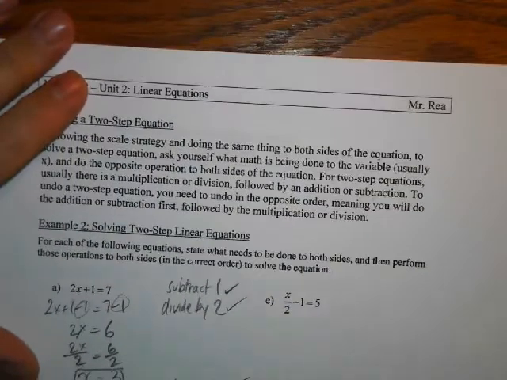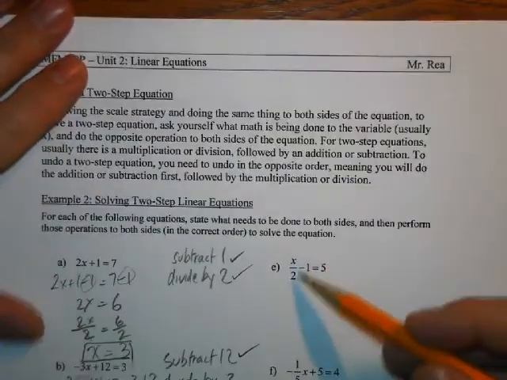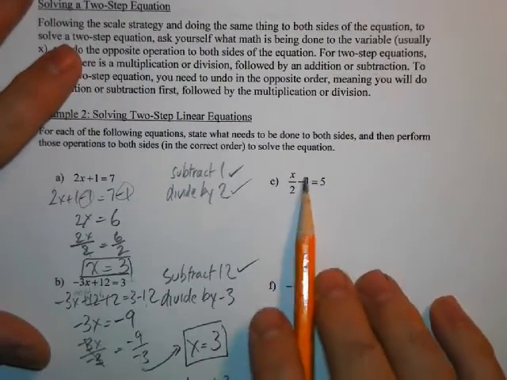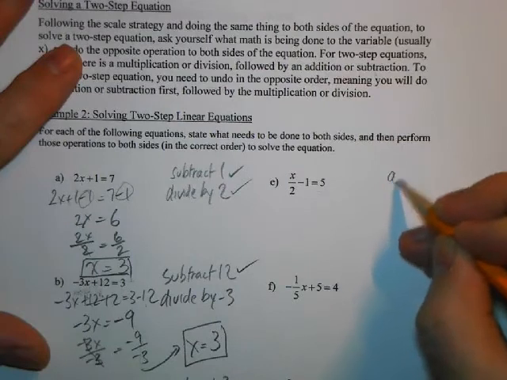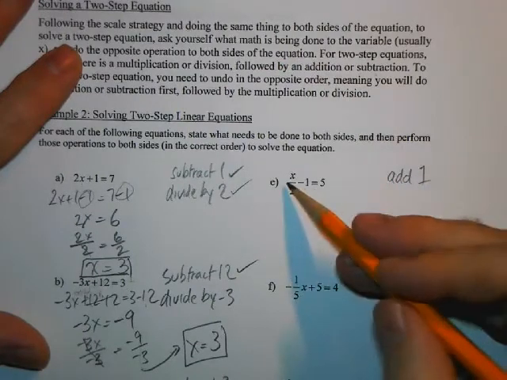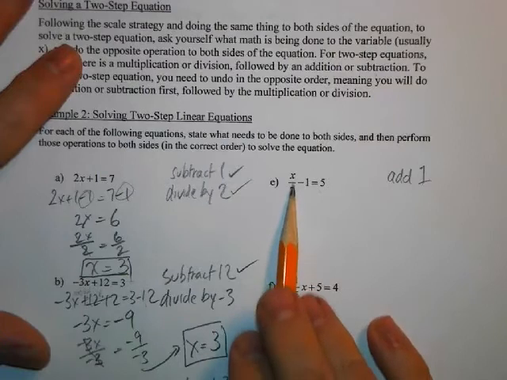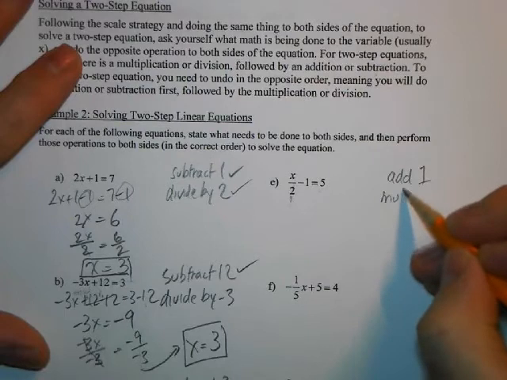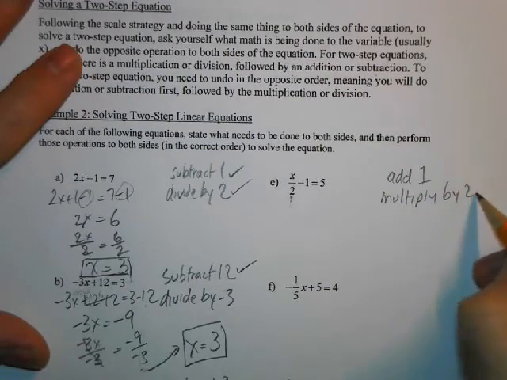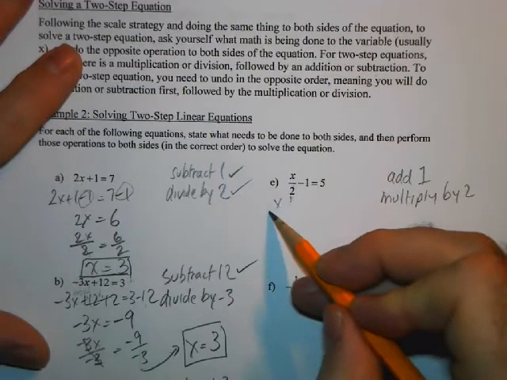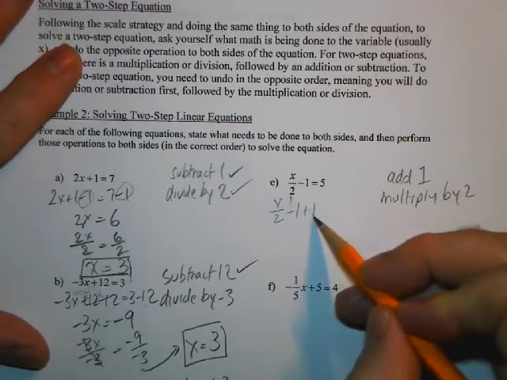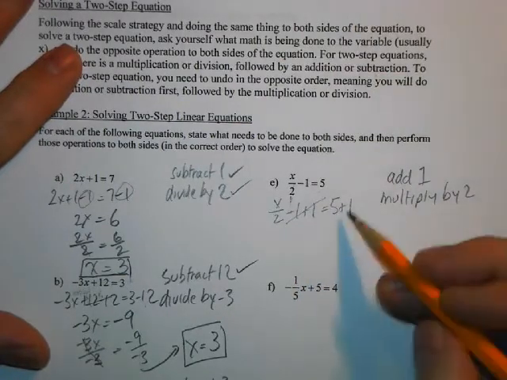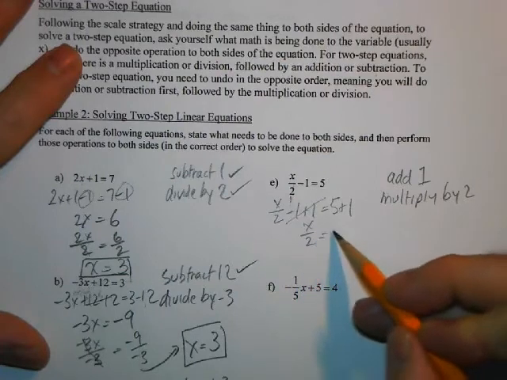Okay, let's go back up here. This time we're going to do some divisions instead of multiplications. So how do we undo this? Well, first we undo the subtract 1, which is add 1. Then we undo the divide by 2, because x is being divided by 2 here. So the opposite of dividing by 2 is multiply by 2. Okay, so add 1 first. So we get x over 2 minus 1 plus 1 equals 5 plus 1. Those cancel out. So we have x over 2 is equal to 6.